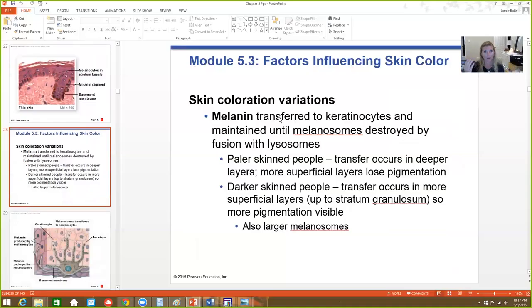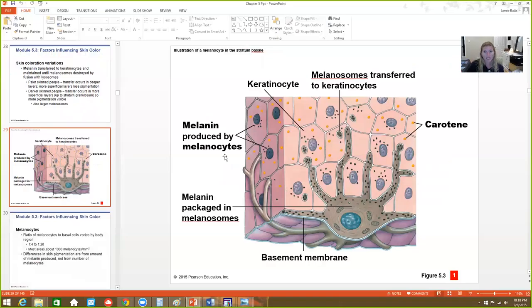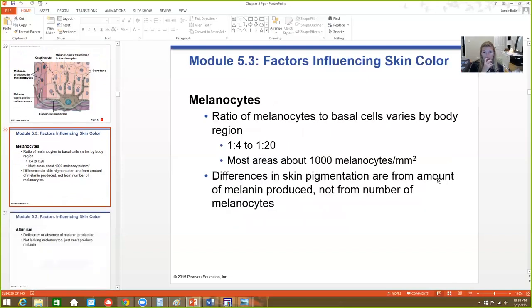So again, light skin people can have melanin and melanin production. It's just the melanosomes are being transferred into the keratinocytes at a deeper layer, like at the stratum spinosum, as opposed to the granulosum. So there you see the melanin that's packed within those melanosomes, and again, that transfer process into the keratinocytes happening at varying levels throughout the epidermis. So those melanocytes can vary within body region as well, which is why some areas of the body tend to be darker in color than the others.